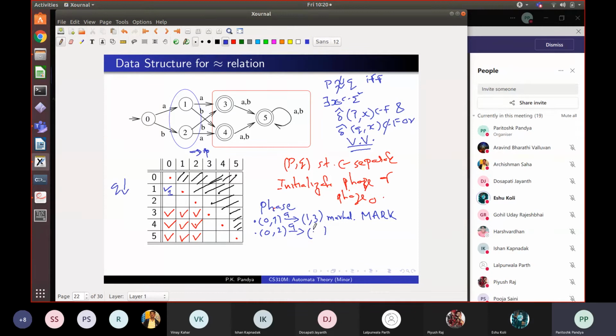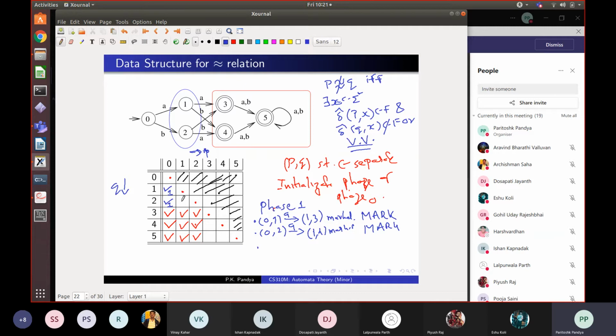Come on. 1, 4. Now is 1, 4 marked? 1, column 1, row 4. It is already marked in the initial phase. So we are going to a marked square, and if this is marked, then the original state from which you came also has to be marked. So I will mark this 0, 2. So I will put here also a tick, and this is also being done in phase 1, right?